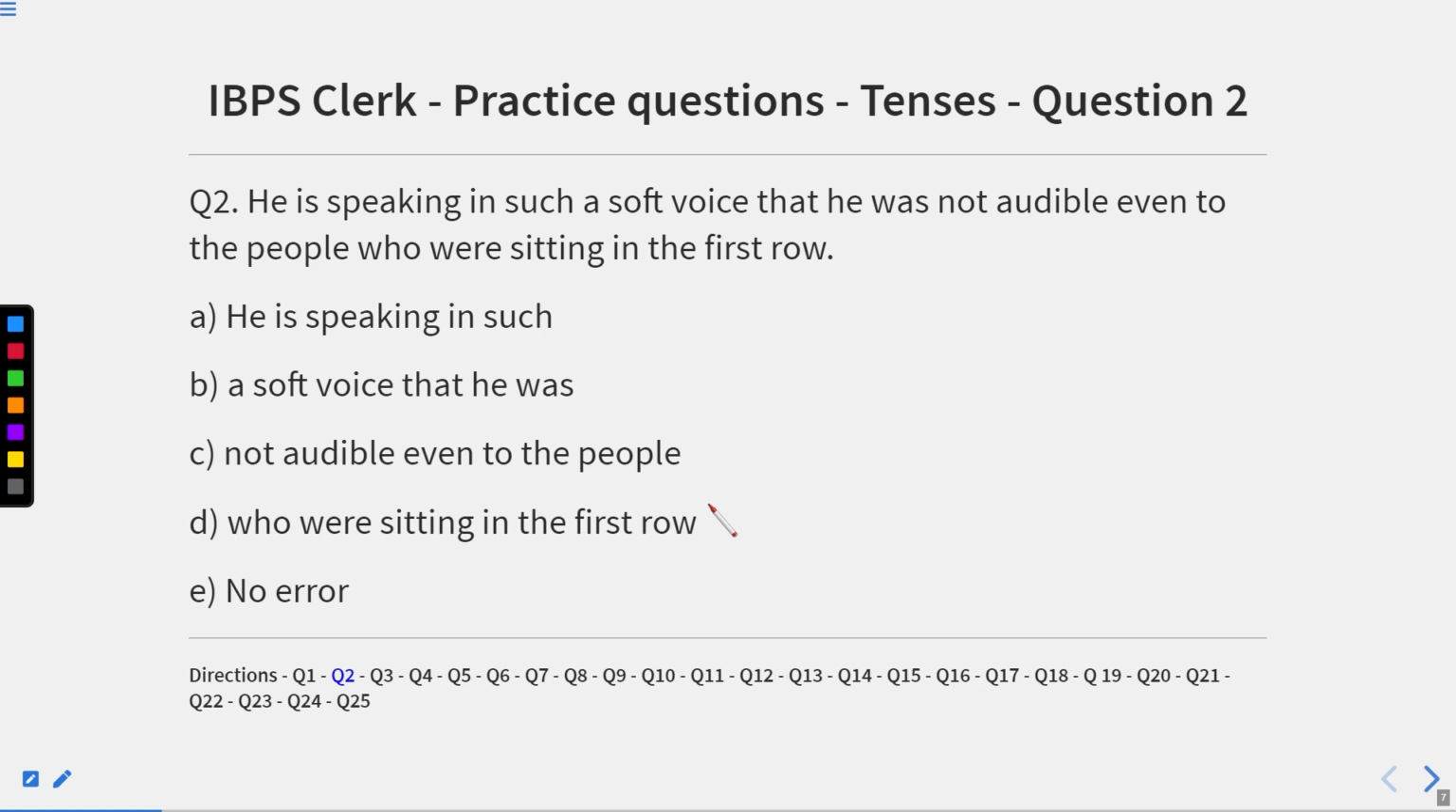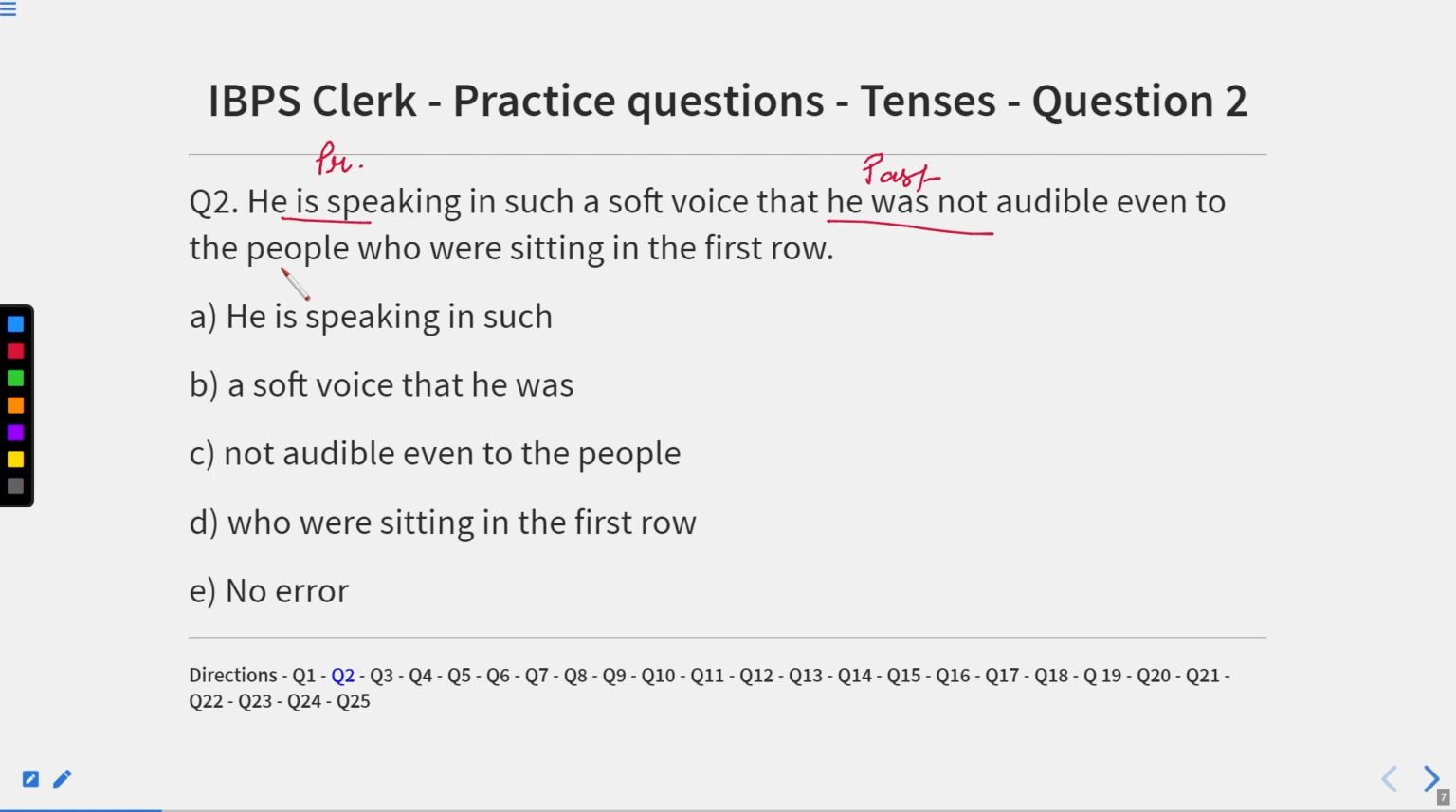He is speaking in such a soft voice that he was not audible even to the people who were sitting in the first row. Now, if you see the entire sentence carefully, it is written he is speaking. Now, if I say he is speaking, it shows that he is speaking right now. That means the action is continuing right now, or the action is going on at this time. In such a soft voice that he was not audible. Now if you see this part of the sentence, it is in past, whereas this one is in present tense. Now if he was not audible, it means the action has already taken place. It is not continuing right now.